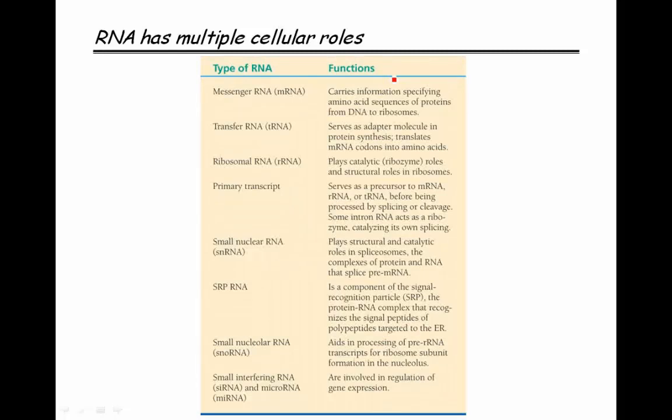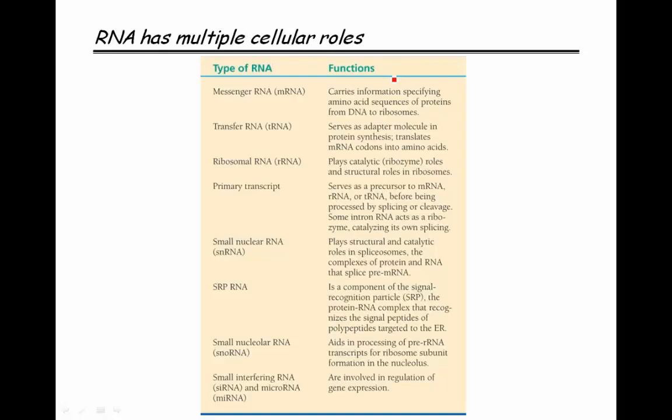We also talked about the small nuclear RNAs. They were involved in the spliceosome, and they are considered ribozymes. The SRP RNA was part of the signal recognition particle, so that one was helpful in determining where the polypeptides that were being made needed to go inside the cell.